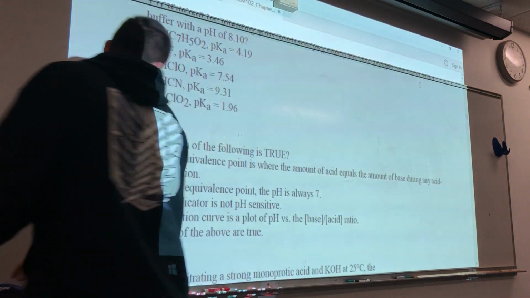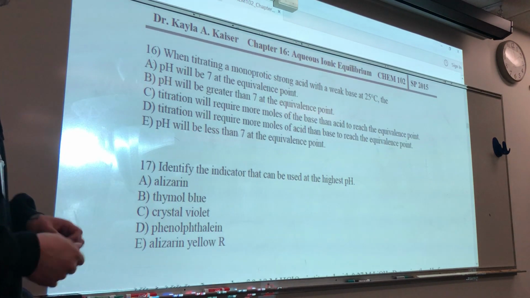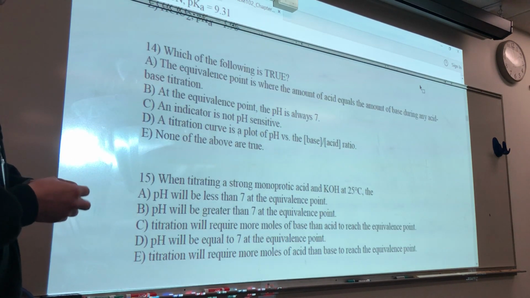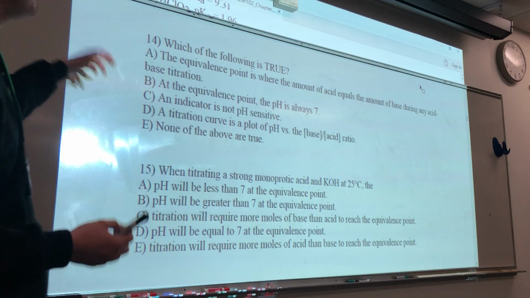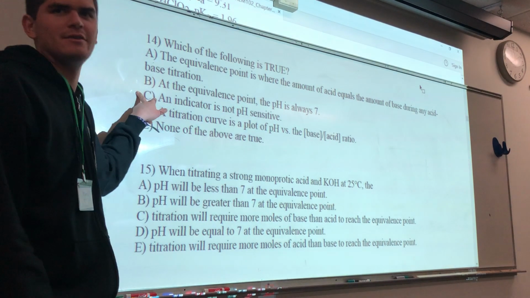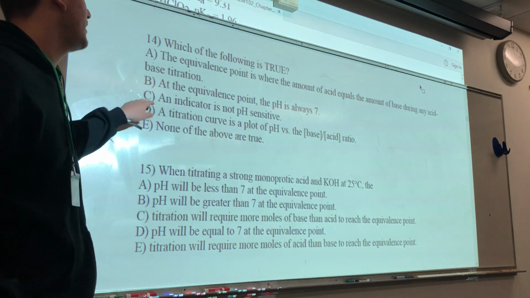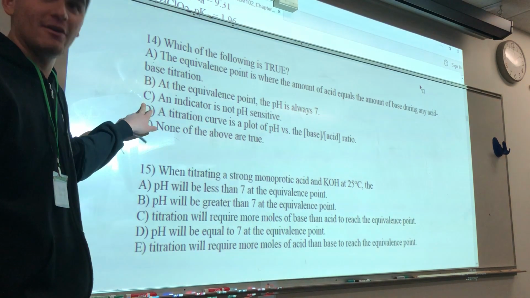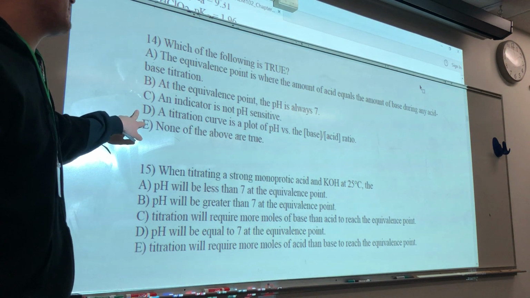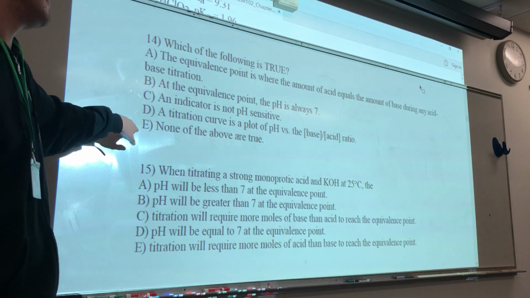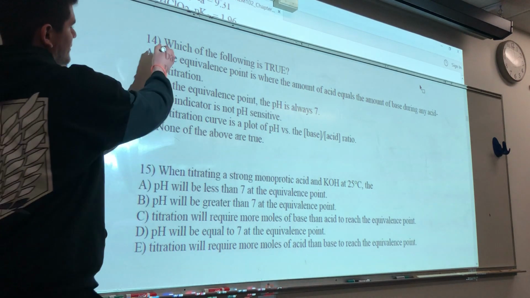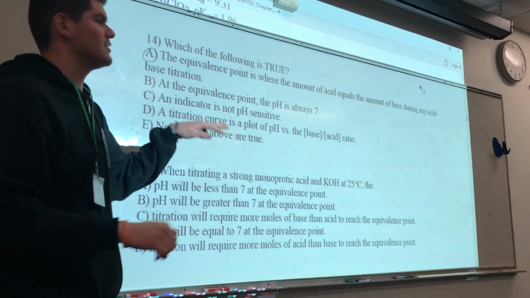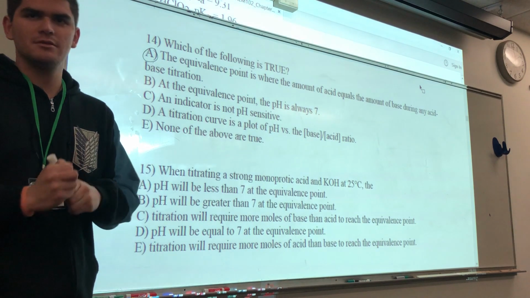All right, exercise 14. Which of the following is true? A: The equivalence point is where the amount of acid equals the amount of base in any acid-base titration. B: At the equivalence point, the pH is always 7. False. C: An indicator is not pH sensitive. False. D: Titration curves plot the pH versus the base-to-acid ratio. I don't remember. It's A. The equivalence point is when the amount of acid equals the amount of base in a titration. Yes.